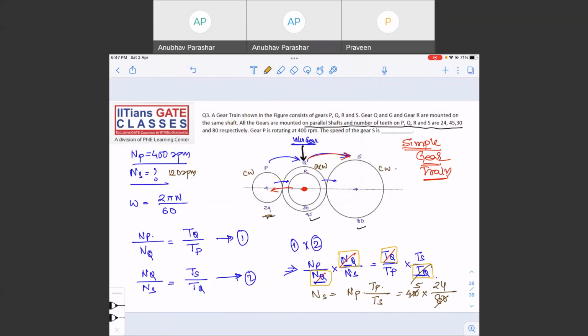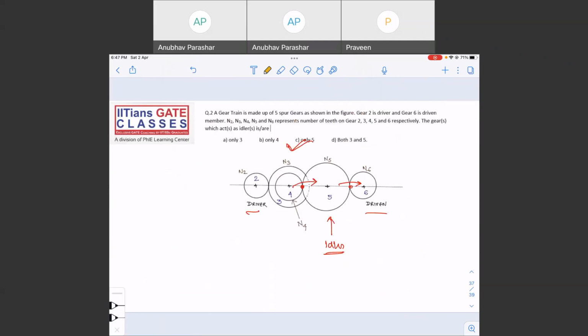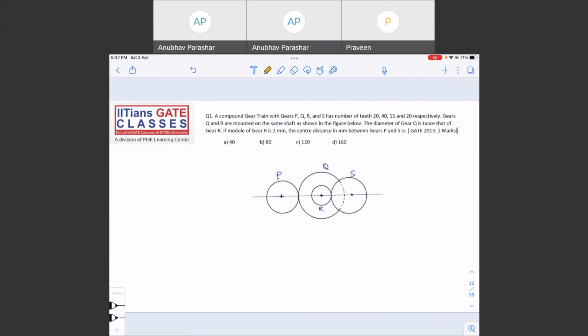Okay, questions are probable from idler gears, right? Questions might be asked from idler gears. I hope this is clear. Okay, questions can be asked on this, no doubt. Let us do this question.